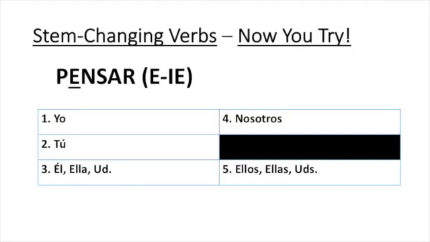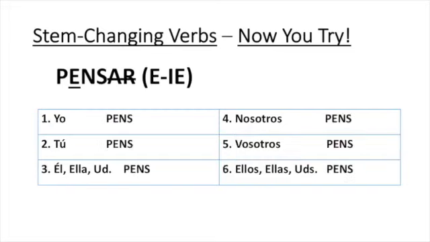Okay, now that you've had a moment to try these, as you know, we're going to begin conjugating by chopping off the AR. We're left with the pens, P-E-N-S. Okay, we need to go through and add our endings. So o, as, a, amos, áis, an. We've thrown those on there.